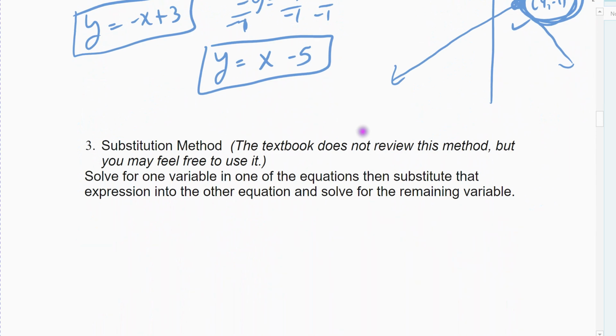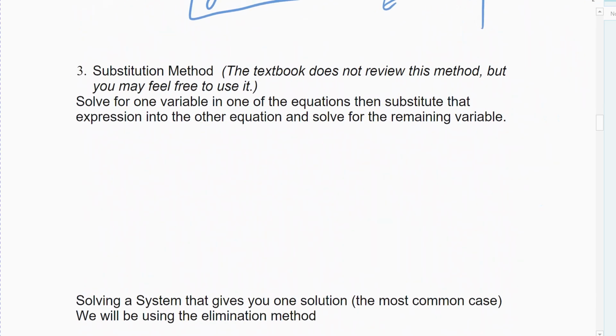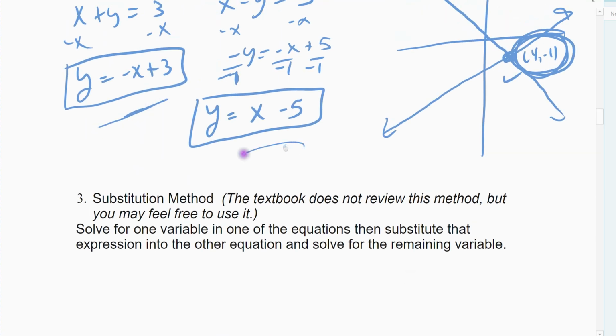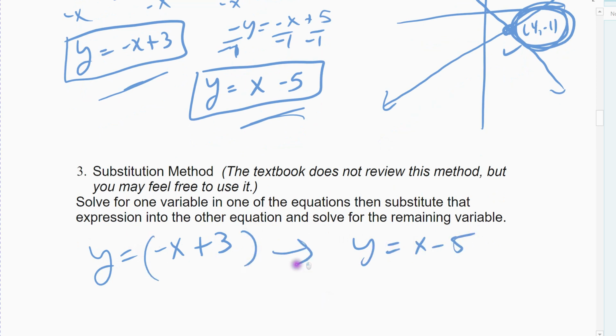All right, the last method that you should have learned in an algebra class is the substitution method. Now, this textbook doesn't go over it, and so I'm just going to sort of talk about it. But if you remember the substitution method and you want to use the substitution method, feel free. It's a very good method. It works very well. What you do is you pick one of these equations, solve for a variable. Well, since I've already got them up there and solved for y, the first equation is y equals negative x plus 3. The second equation is y equals x minus 5. And then substitute them in to the other one, all right?